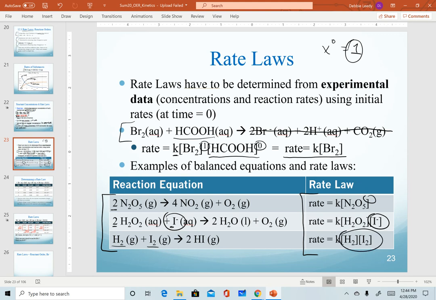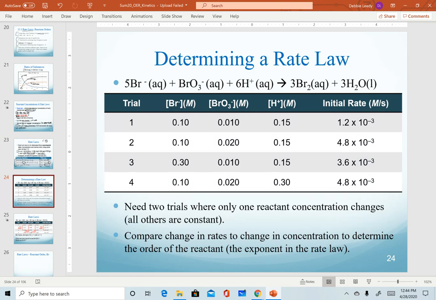Since we can't use coefficients, we do have to use experimental data in a table that looks like this. Notice for my concentrations, I'm only listing my reactant concentrations, and then we're given values for the initial rate. We carry out multiple trials here with the idea that if I want to solve for the order of bromide, when I'm describing the order, I'm describing how does a change in its concentration affect the rate of reaction.